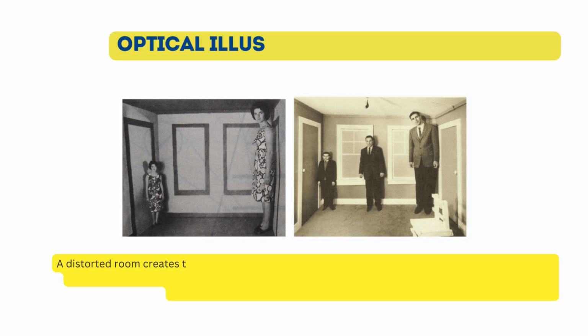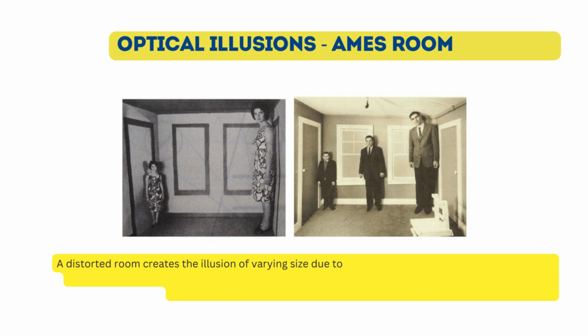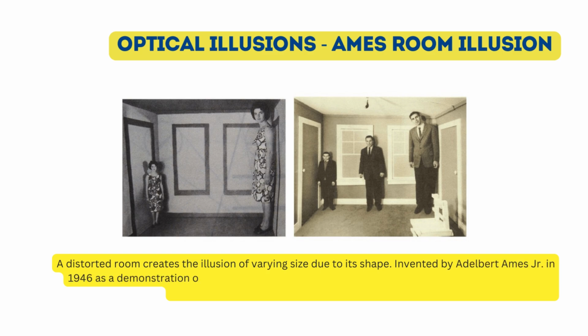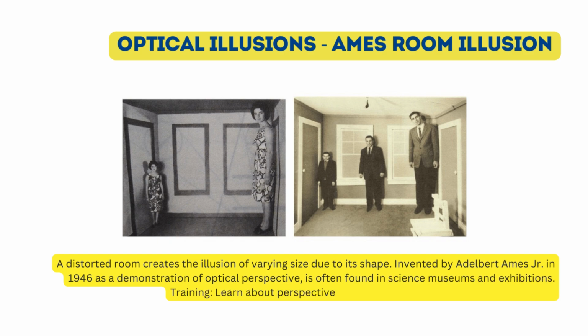Ames room. A distorted room creates the illusion of varying size due to its shape. Invented by Adelbert Ames Jr. in 1946 as a demonstration of optical perspective, it is often found in science museums and exhibitions. Training: learn about perspective to recognize how space can be manipulated.